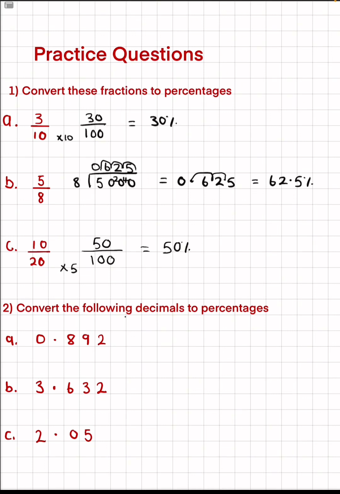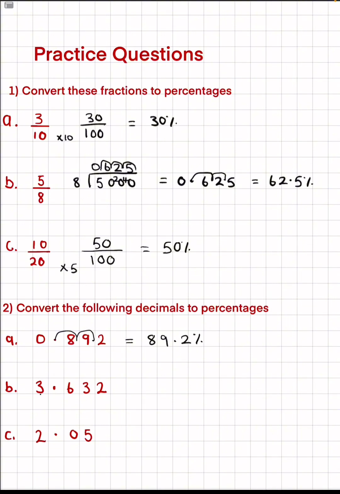Question 2 says convert the following decimals to percentages. To convert decimals to percentages, we multiply by 100. When we multiply by 100, we move the decimal point 2 places to the right. So we've got 1, 2. 0.892 as a percentage is 89.2%.